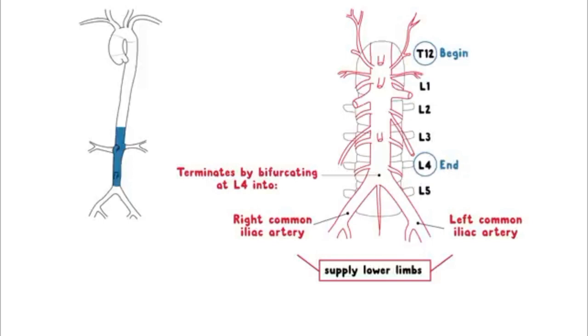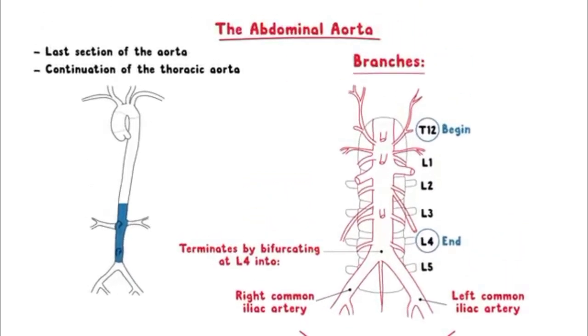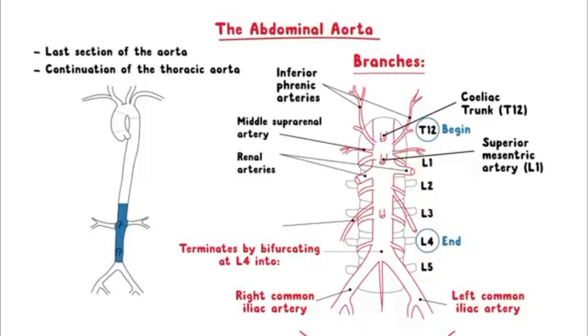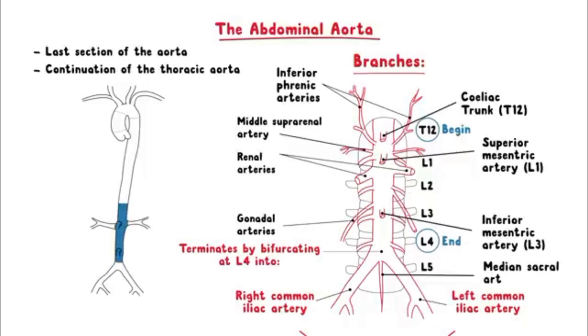The branches of the abdominal aorta, there are many. In descending order, these are the inferior phrenic arteries that supply the diaphragm, celiac trunk, superior mesenteric artery, middle suprarenal artery, renal arteries, gonadal arteries, inferior mesenteric artery, median sacral artery, and lumbar arteries.